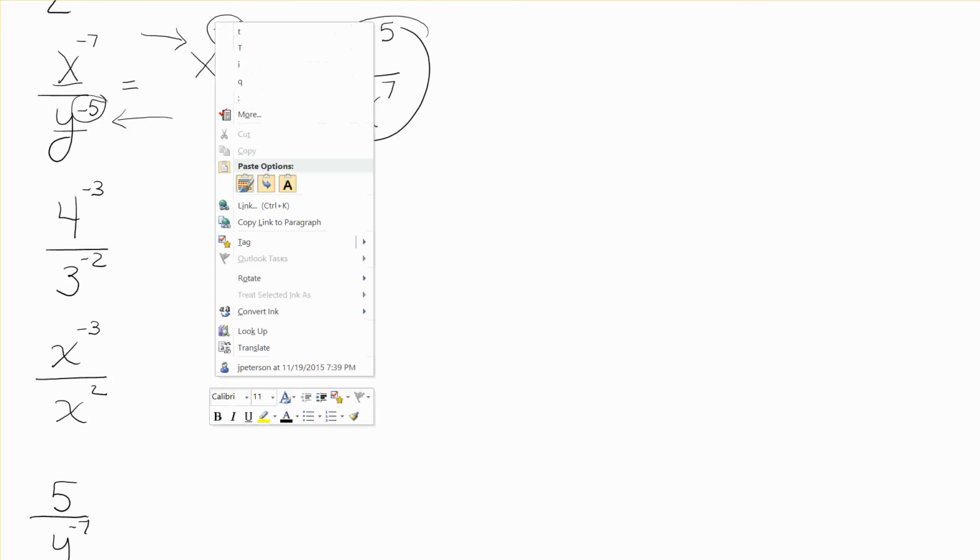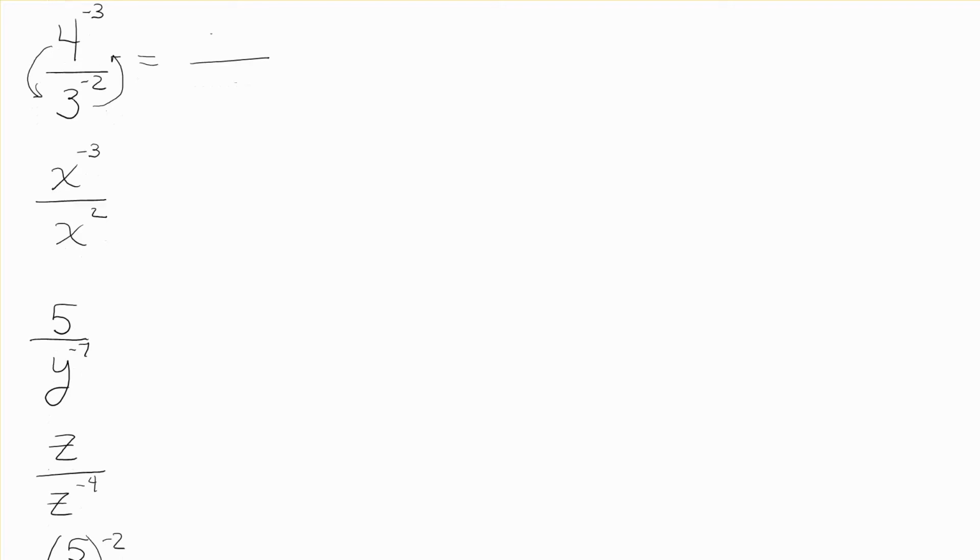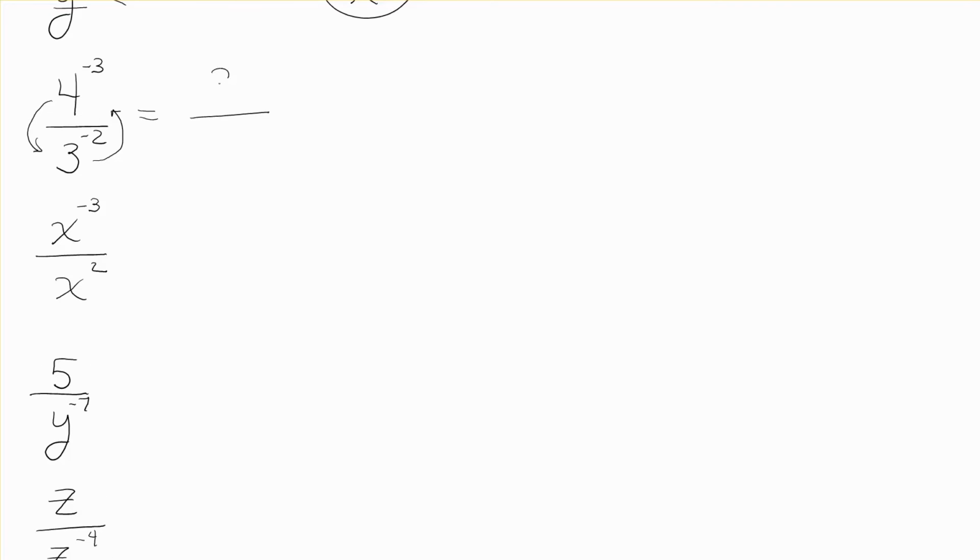Let's take a look at our next example. Again, anything in the numerator that has a negative exponent moves to the denominator. Anything in the denominator that has a negative exponent moves to the numerator. So we're just going to play the switcheroo game. This 3 moves up and this 4 moves down. So we end up with 3 squared in the numerator, 4 cubed in the denominator. So we know how to simplify that. 3 squared is 9. 4 cubed, 4 times 4 is 16, times 4 is 64. And this is our final answer.